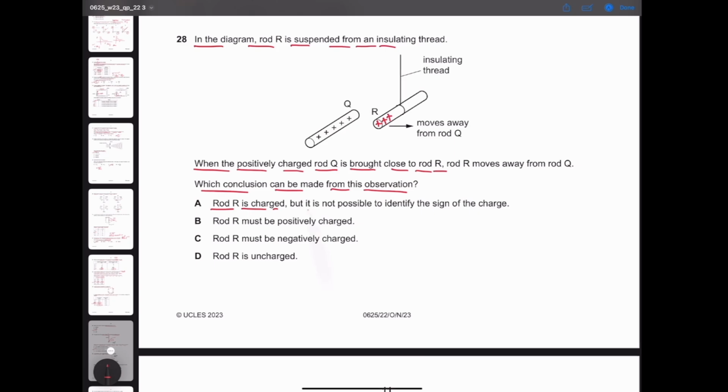It is possible. If it is repelling, it should be positive. So it must be positively charged, right? Answer should be B. It is possible. They are saying it is not possible to identify the charge. It is possible. If it is getting repelled, it is positive charge.